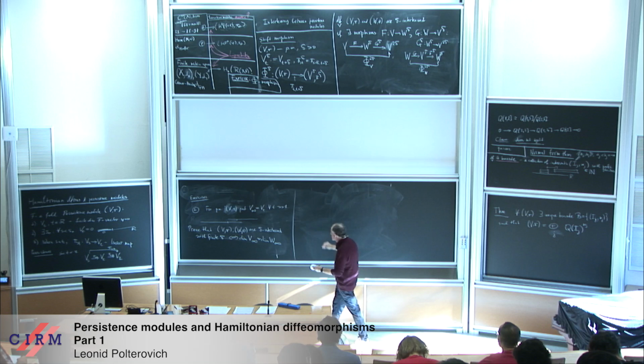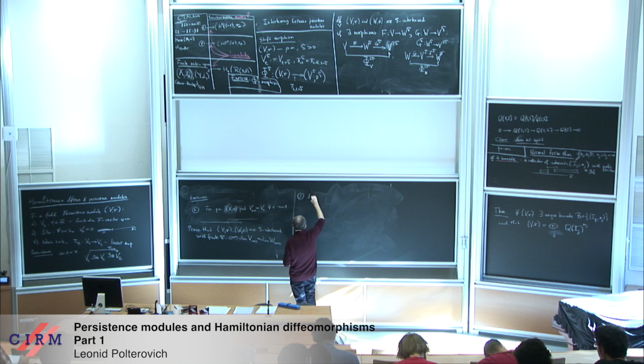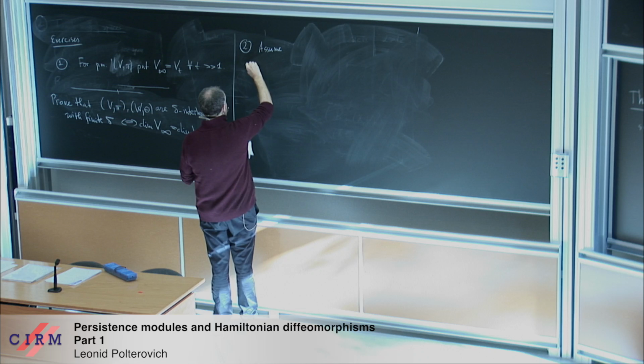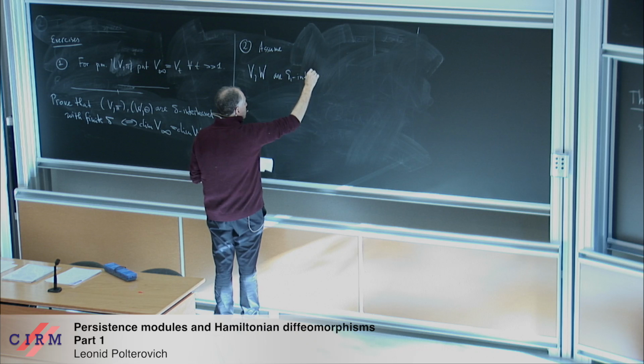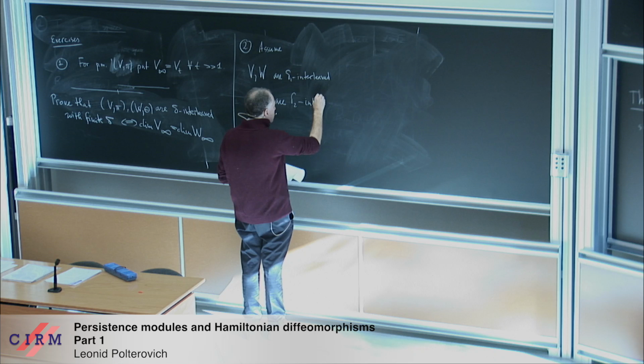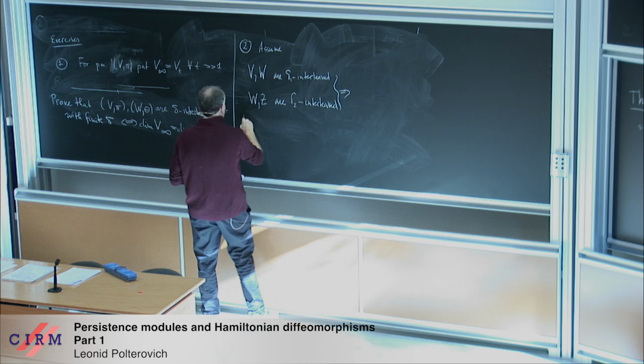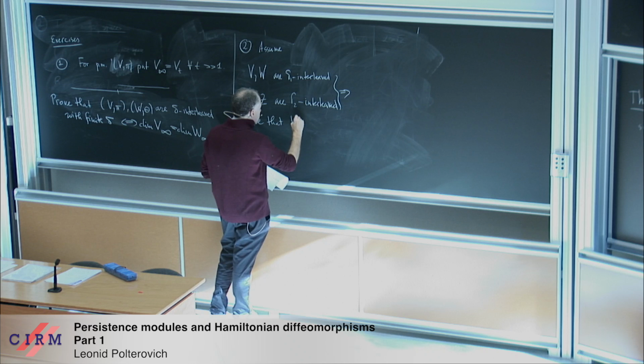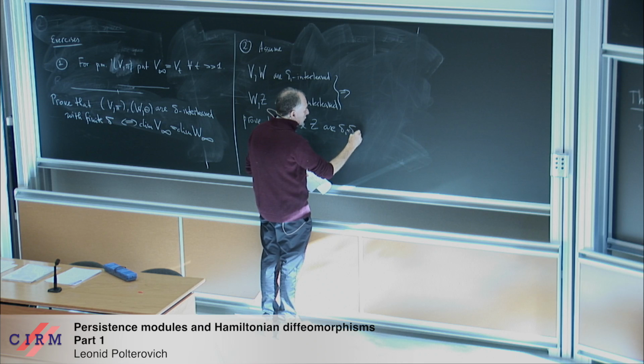The second exercise is the following. Assume that V and W are delta 1 interleaved, and W and Z are delta 2 interleaved. Then prove that V and Z are delta 1 plus delta 2 interleaved.